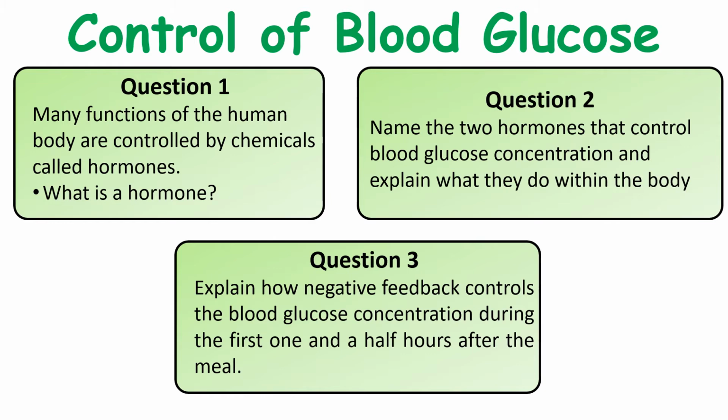So basically all you're doing there is explaining what negative feedback is. So when is insulin produced? What stops insulin being produced? When is glucagon being produced? What stops it being produced?